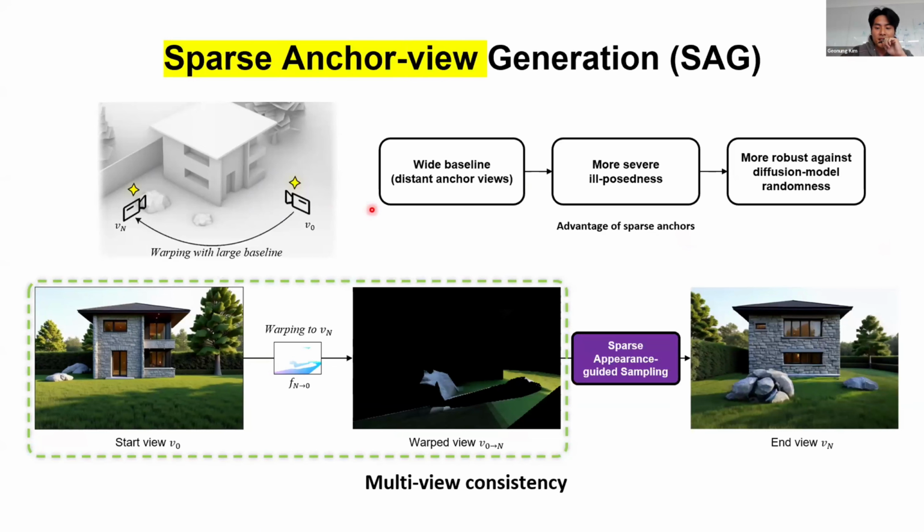When the camera baseline is large, multi-view generation becomes highly ill-posed. And interestingly, that actually worked in our favor because the results become less sensitive to the randomness in diffusion model sampling. Simply saying, the more ill-posed the problem is, the larger the solution space becomes. And therefore, the generation becomes less sensitive to the randomness of the diffusion model, and the multi-view consistency is naturally maintained.